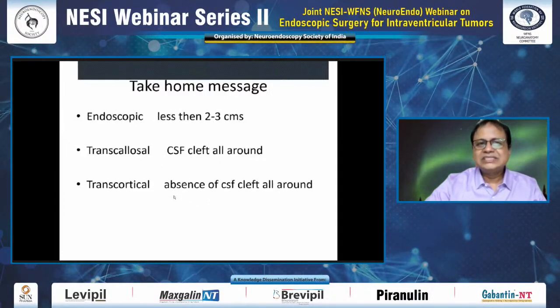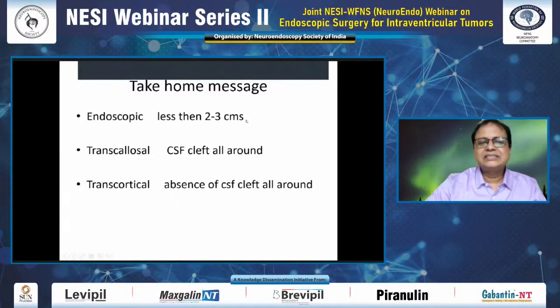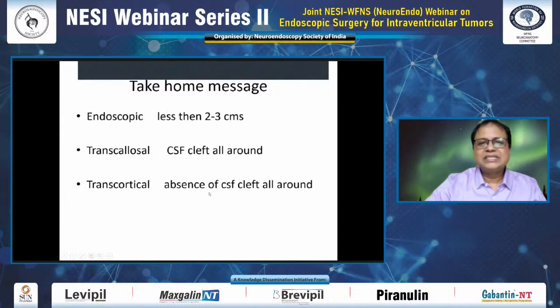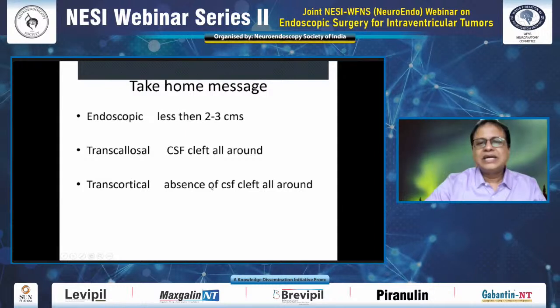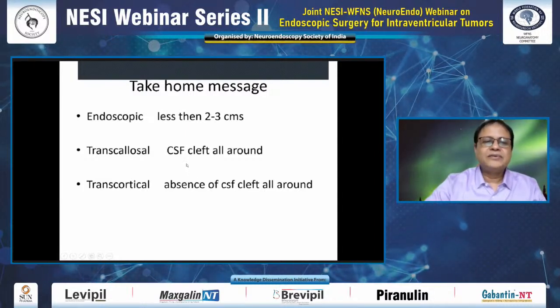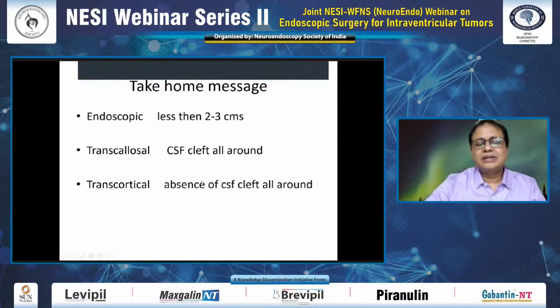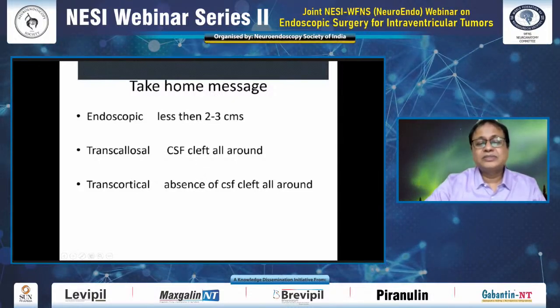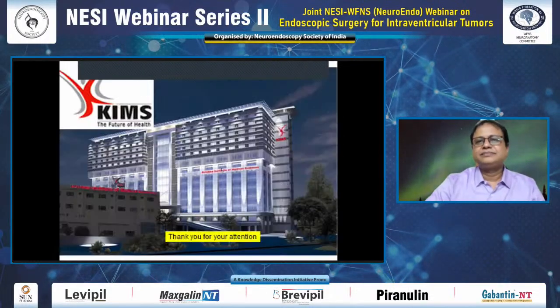So the take-home message is endoscopic excision when it's less than 2 to 3 centimeters in size, and microscopic if it's more than 3. If you have a CSF cleft all around, one can do a transcallosal approach, but the absence of a CSF cleft all around probably needs a transcortical approach through a port, either with a microscope or an exoscope. Thank you for your attention.